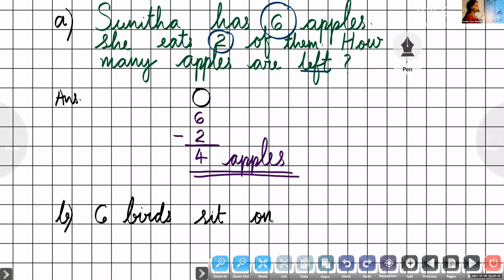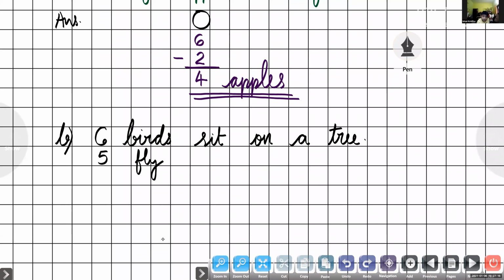On a tree. 6 birds sit on a tree. 5 fly, F-L-Y, fly. 5 fly away, A-W-A-Y. 6 birds sit on a tree. 5 fly away.